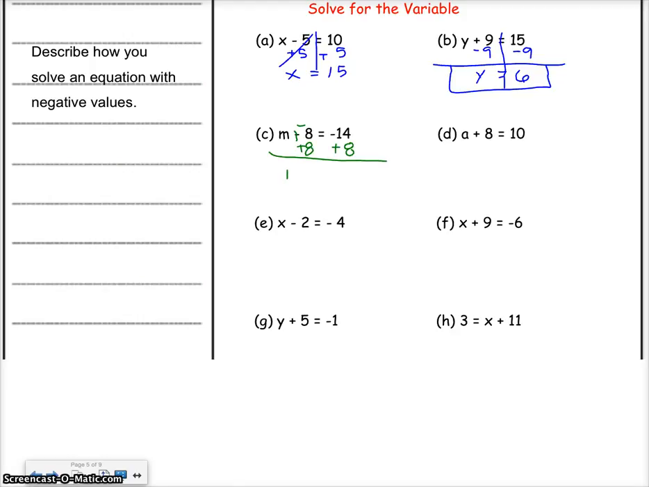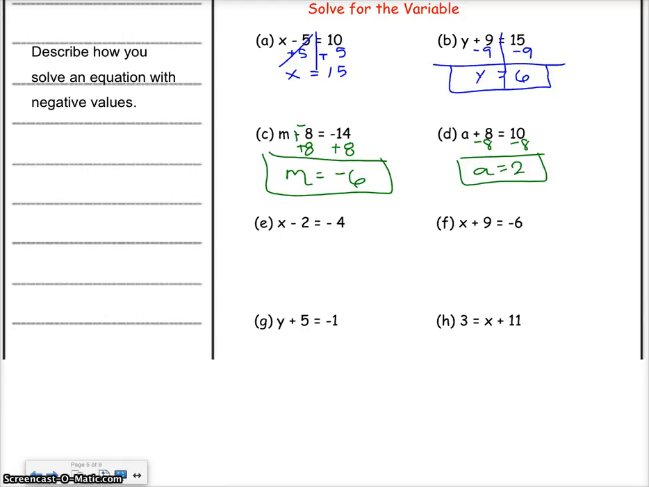Be careful. Now do I add or subtract those actually? I subtract because they're different signs, right? A negative and a positive means I subtract. So what's that turn into? 6 and a negative, because there's more negative. Then I need to move my 8, so the inverse of adding 8 is subtracting 8, and A is 2.